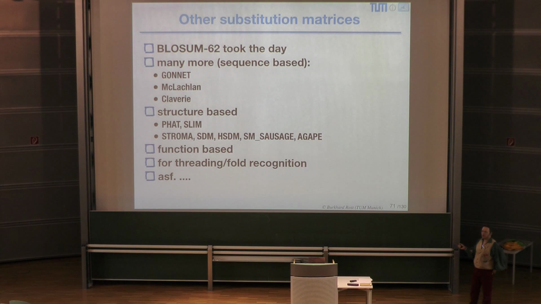There are many, many more matrices. The 80s and the 90s were the two decades of defining matrices. McLachlan, Claverie, Gonnet are others. The one I talked about is Blosum 62. There are other Blosums that are derived in the same way. The number here simply differentiates how you select the first set of sequences for which you define the blocks. 62 means that everything in there is 62% sequence identical.